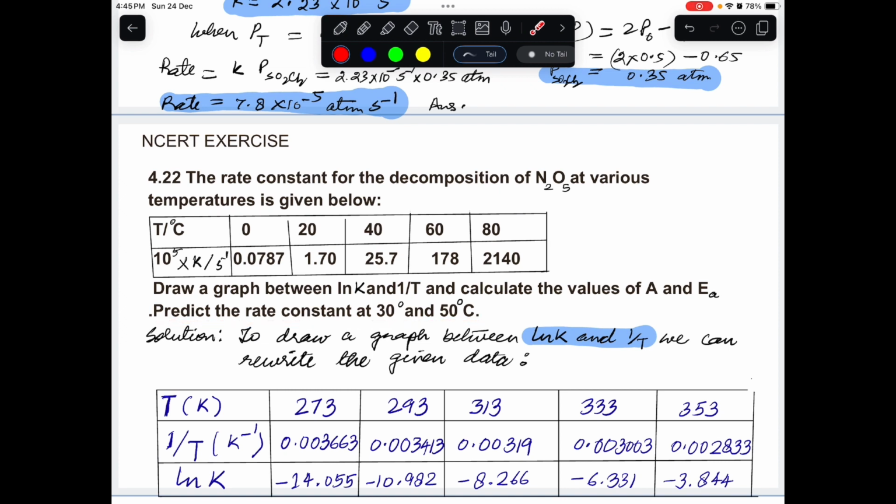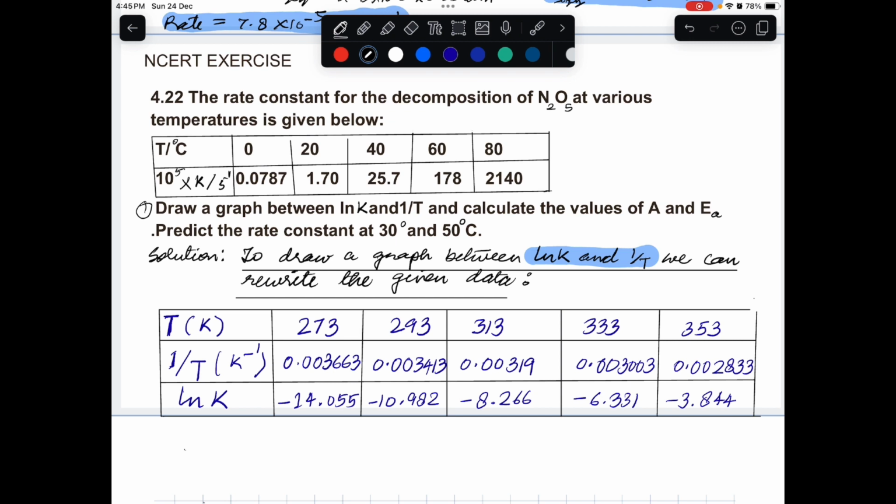Now in this question there are three things to do. The very first one is to draw a graph between natural log of k and 1 by T, and for this we will write the given data again, because we will convert the given data into the form we require for plotting the graph. Okay, the very first part of your problem is to draw a graph between natural log of k and 1 by T. So have a look at what they have given.